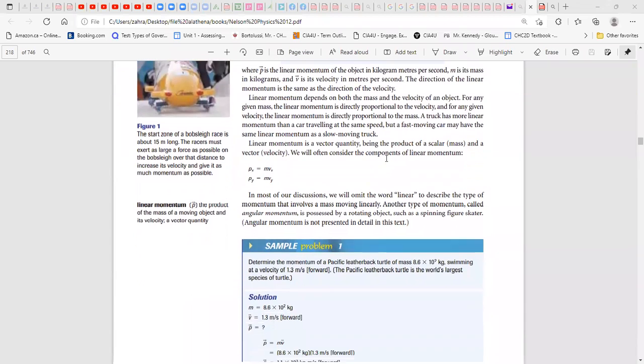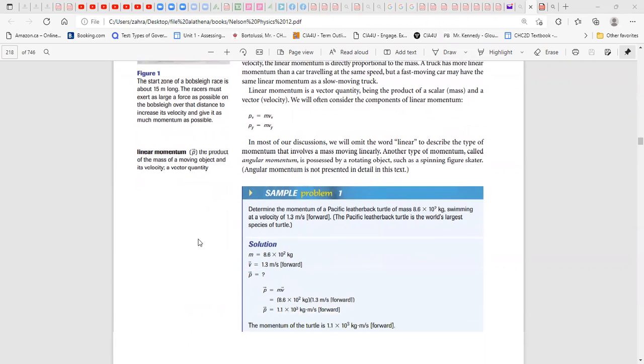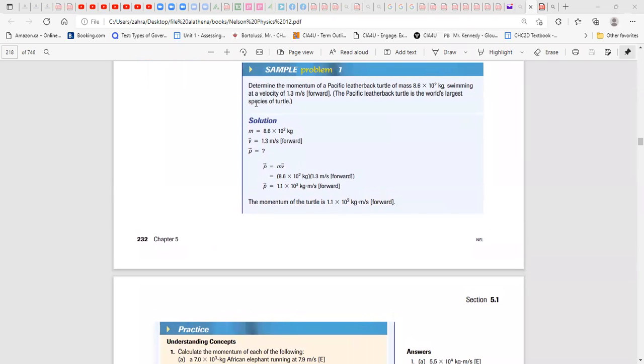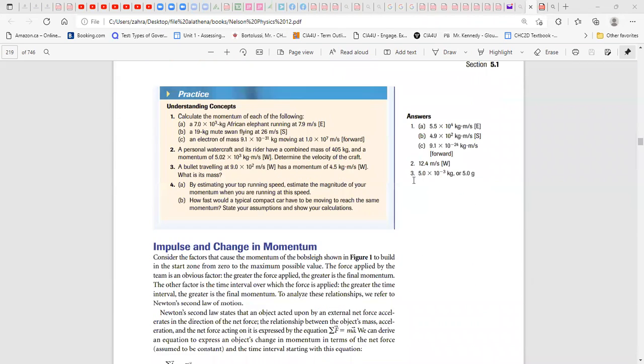Okay. In 2-dimension, we can talk about the momentum in x direction and momentum in y direction. Linear momentum is the product of the mass of a moving object and its velocity, and it's a vector quantity, as we talked about. Now look at that. Determine momentum of the specific player. The mass is given, the velocity is given. So easy. Mass multiplied by the velocity gives you the momentum. You can try questions 1, 2, 3 here.